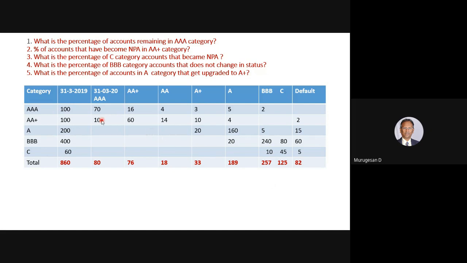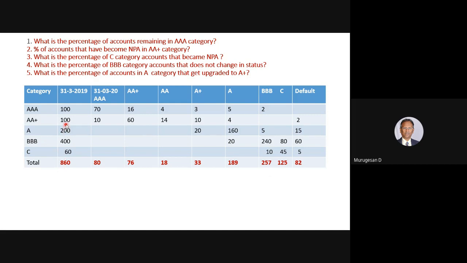This is the question, I saw a message, the rating matrix. They will give a simple analysis. One branch is having, before 2 years they will give. Okay, review year. This is the base year. Next year is 2019-2020. In 2019, what happened? Triple A accounts, 100 accounts were there. Double A plus, there is no double A, but just for example they have given. A, 200 accounts. Triple B category, 400 accounts. C category, 60 accounts. Total number of accounts, 860.